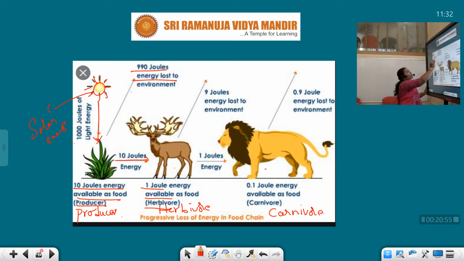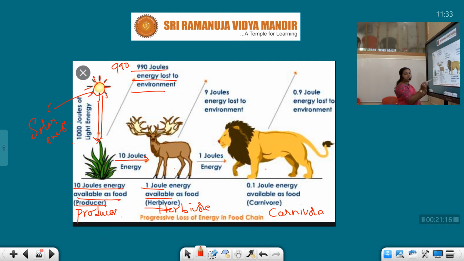990 joules of energy lost into the atmosphere. See, the sun is giving 1000, but the producer is taking only 10 joules. The remaining 990 joules of energy is lost in the environment. And see the next one.